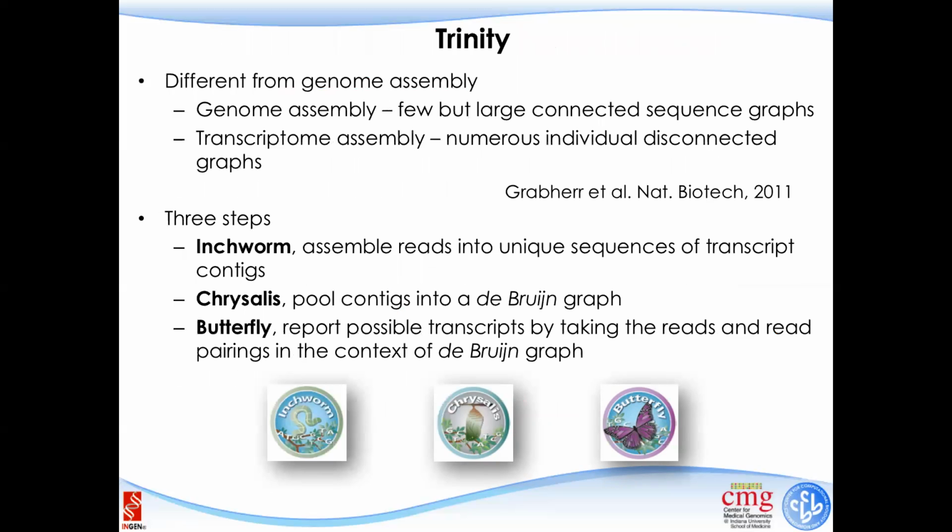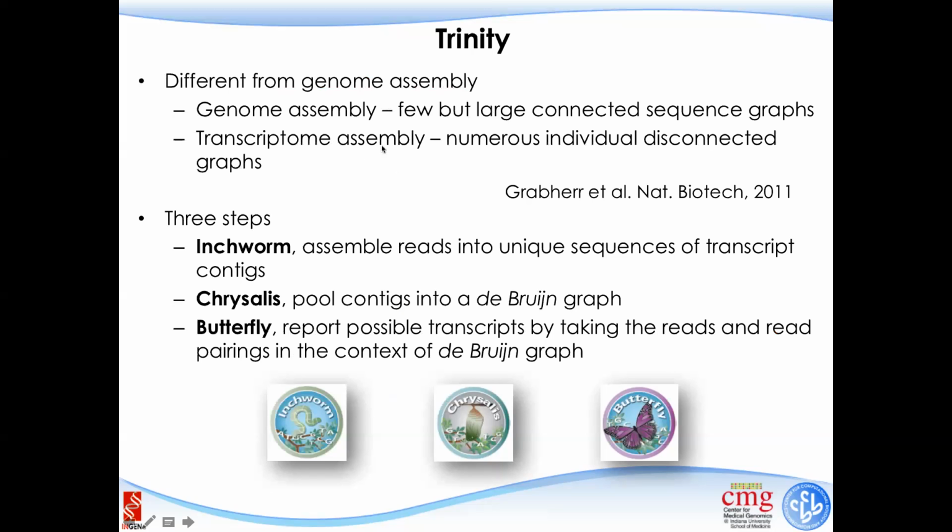Genome assembly has no alternative splicing, but a large connected sequence graph. For transcriptome assembly, there are numerous individual disconnected graphs, but due to alternative splicing, the graph can be more complicated compared to genome assembly.